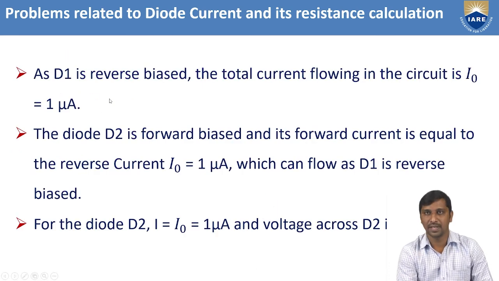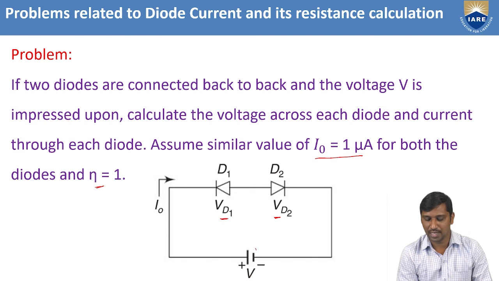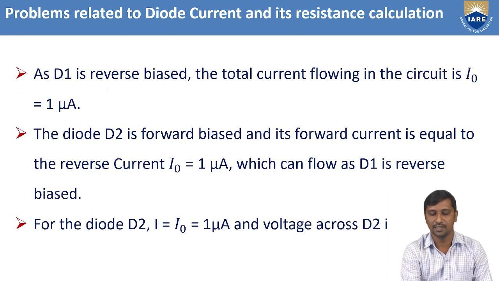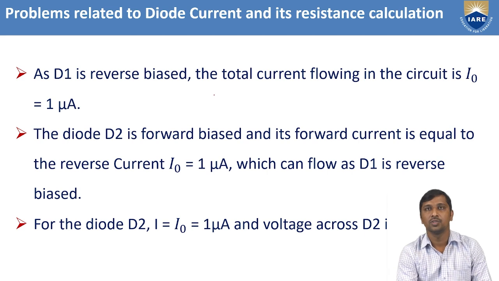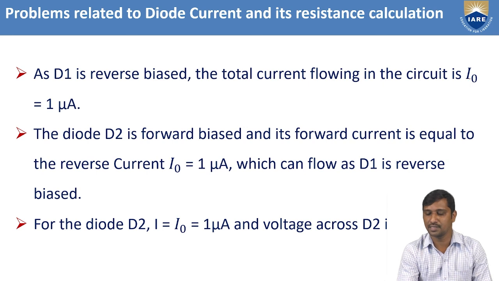Based on your applied voltage, you can observe the polarity here. The positive polarity is connected to the cathode of D1, hence D1 becomes reverse bias. If it is a reverse bias, that particular diode offers only the reverse saturation current. In the problem, they mentioned that the reverse saturation current is 1 microampere. Hence, the current across D1 is 1 microampere.